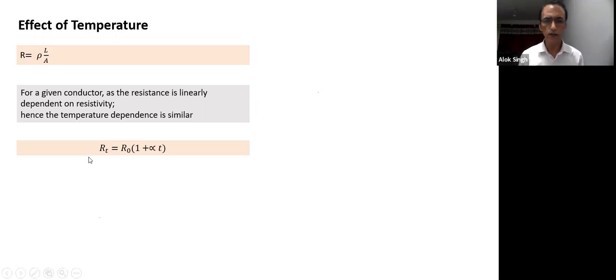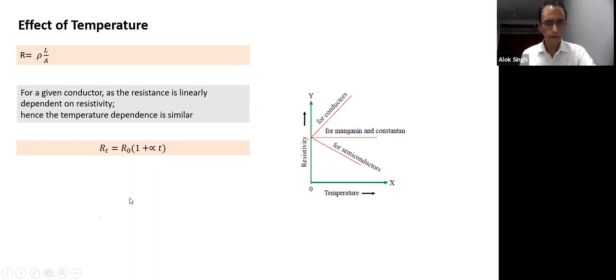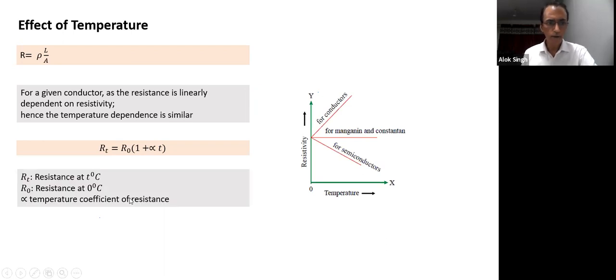And since the relationship is linear, if resistance at 0 degree temperature is known, resistance at any particular temperature can be found using this kind of relationship. Alpha is called the thermal coefficient of resistance, temperature coefficient of resistance. This is the temperature coefficient of resistance. For a conductor, alpha is positive. For a semiconductor, alpha is negative.